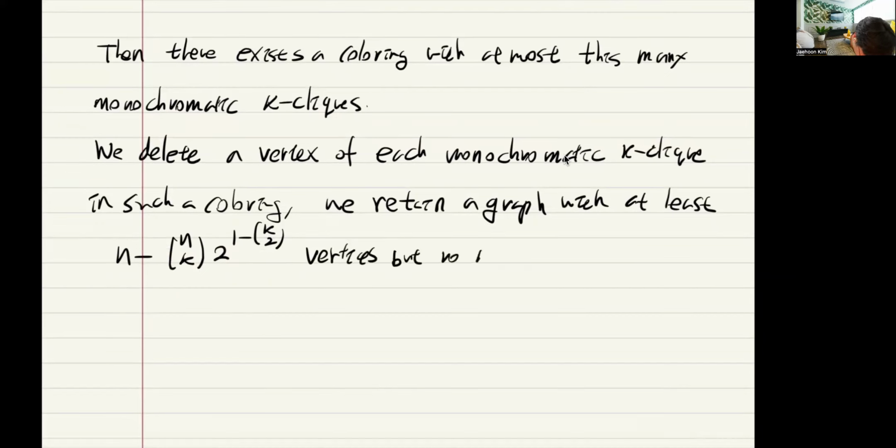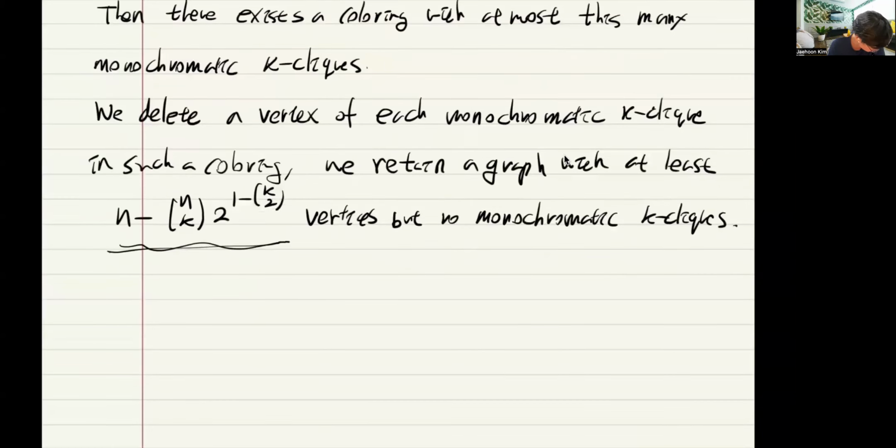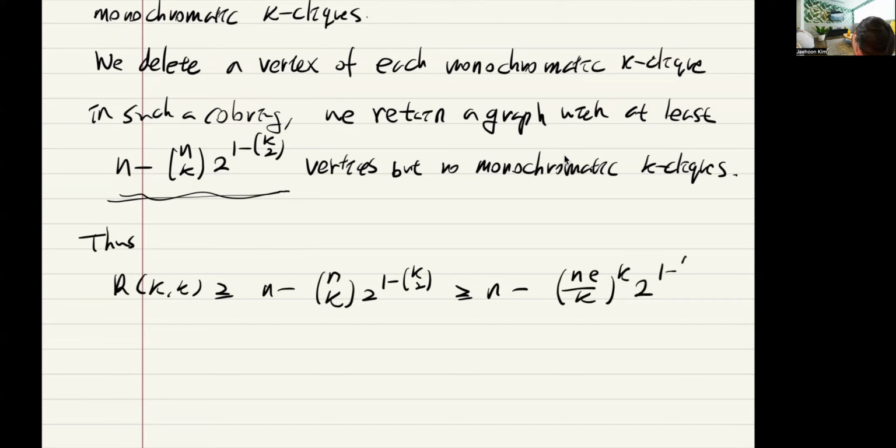But it has no monochromatic K-clique. So this provides a lower bound on the Ramsey number, because the number of vertices is here, and then we have a 2-coloring where no monochromatic cliques are there. Thus, R(K,K) is at least n minus (n choose K) times 2 to the 1 minus (K choose 2), which is at least n minus n times (e/K)^K to the 1 minus K over 2.